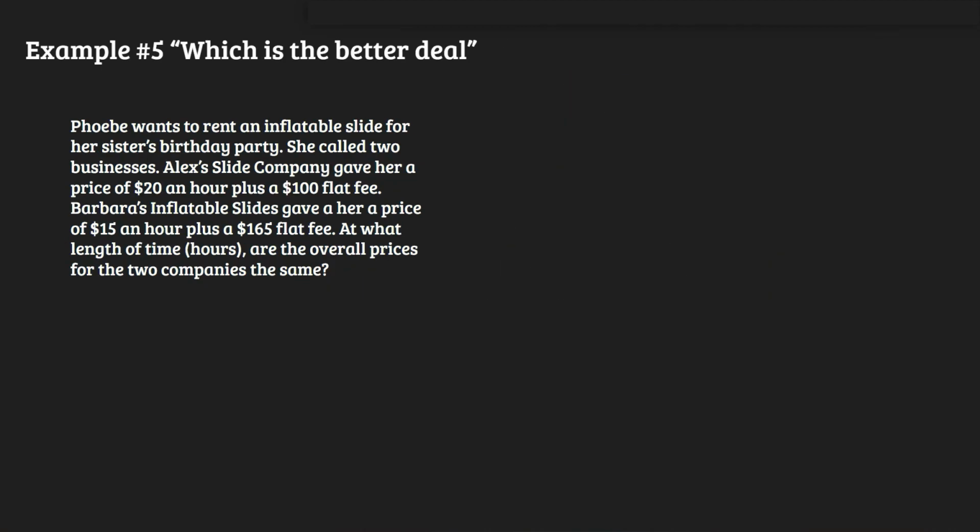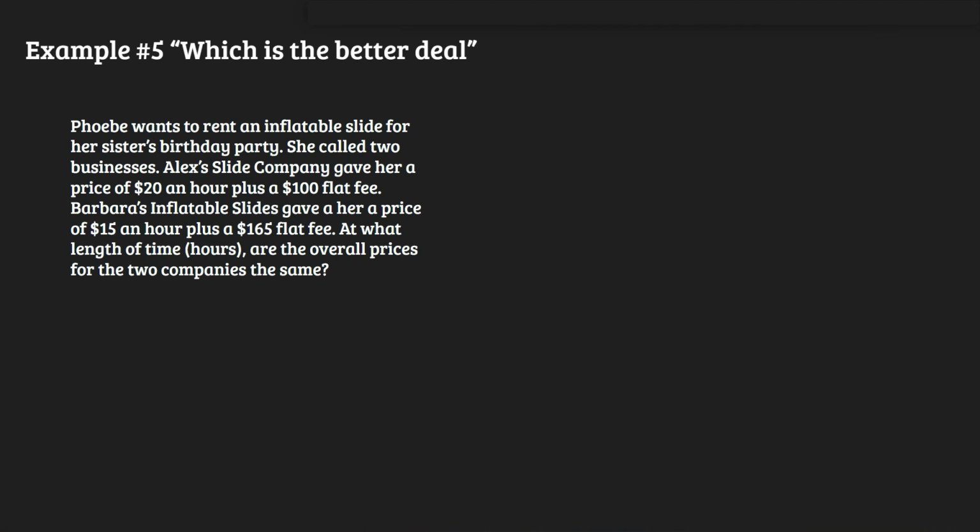So this next problem is a which-is-the-better-deal type problem. Now this is a very common type of problem that you'll see primarily in the SAT, but also in the ACT as well. So the problem goes: Phoebe wants to rent an inflatable slide for her sister's birthday party. She called two businesses. Alex's slide company gave her a price of $20 an hour plus a $100 flat fee. And then Barbara's inflatable slides gave her a price of $15 an hour plus a $165 flat fee. At what length of time in hours are the overall prices for the two companies the same?